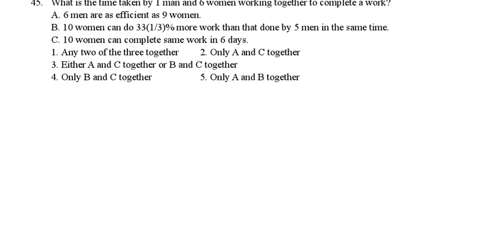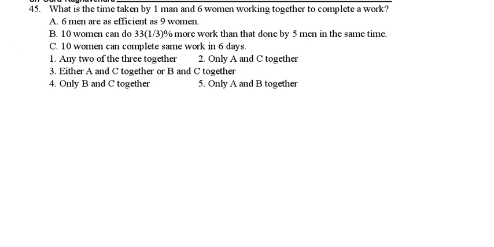What is the time taken by 1 man and 6 women working together to complete a work? In A, 6 men are as efficient as 9 women. That means we can find man and woman efficiency 3:2. 6 men, 9 women means efficiency 9:6, and 9:6 is 3:2. So man efficiency 3, woman efficiency 2.